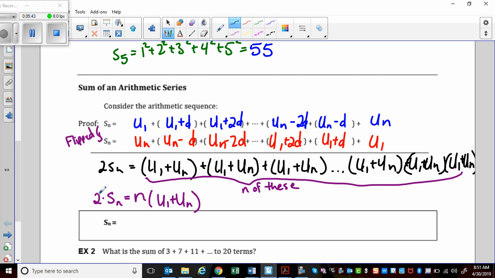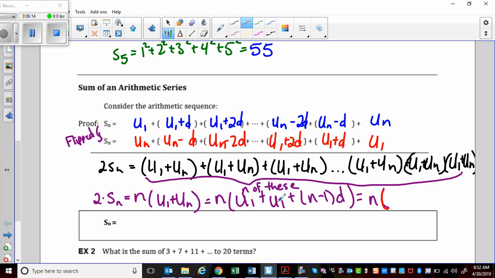Now, what they did is they expanded this. This is equal to n times U sub 1 plus, and this can be written as U sub 1 plus n minus 1 times d, and this is equal to n times, I'll just use a different color.